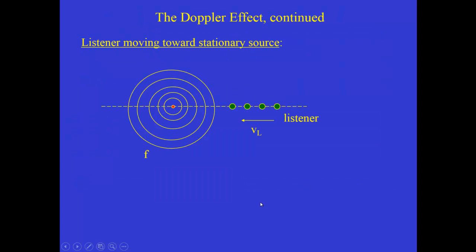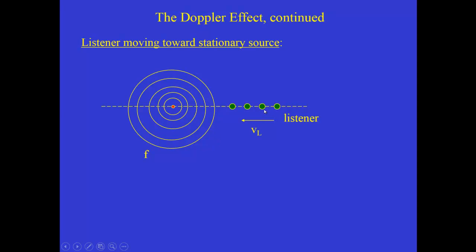Now let's work through the case of a moving listener, a listener who's moving towards a stationary source. And now you can see the wave crests emitted by the stationary source have the same center. And so the initial one has traveled all the way to the outer circle, and then a short time later a second one is emitted, and then a third and a fourth and a fifth, shown with these concentric circles.